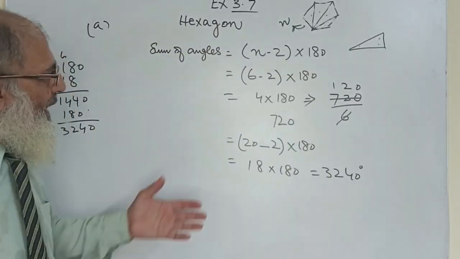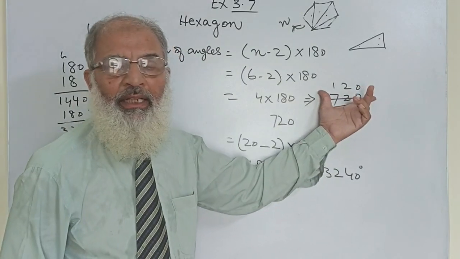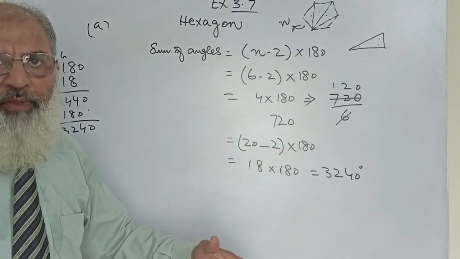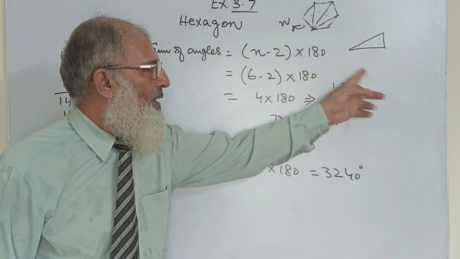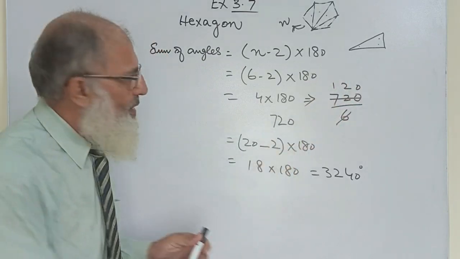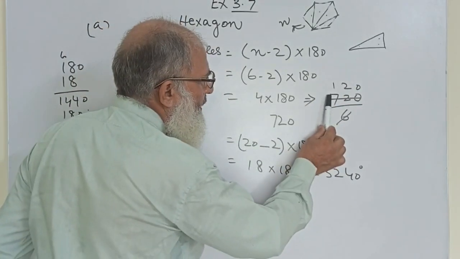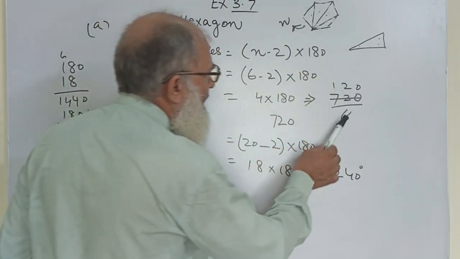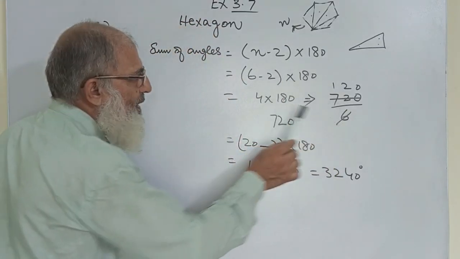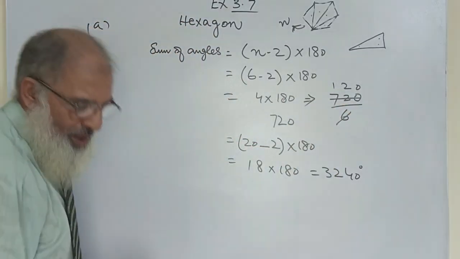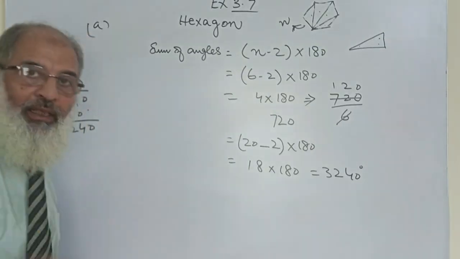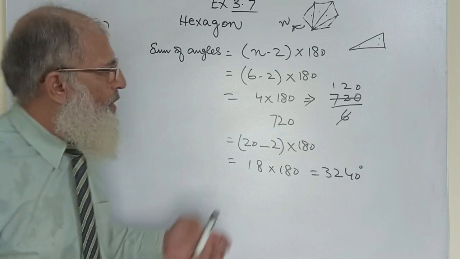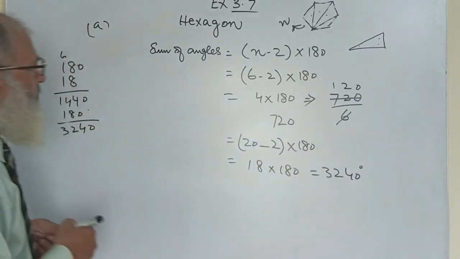But as I told you, when we have to find only one angle out of it, I have already done this question number 2. We found the sum of interior angles, that was 780, and we divided it by the number of sides, and it became 120. Now question number 2 says to find the one angle out of it. So one angle out of it means this.